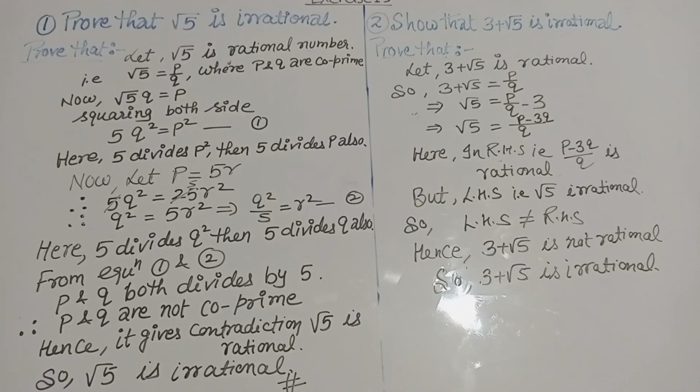So this is your question number 1 and 2. Root 5 is irrational and 3 plus root 5 is irrational. These types of questions come for 3 marks. So you will go through these steps, and if you have any query, comment in the comment box.